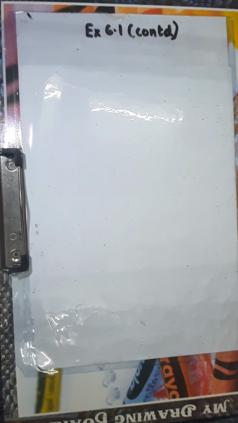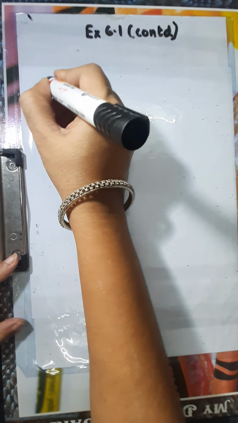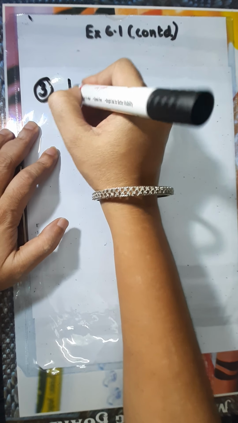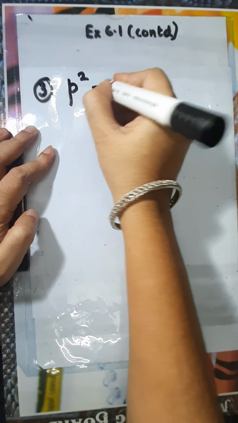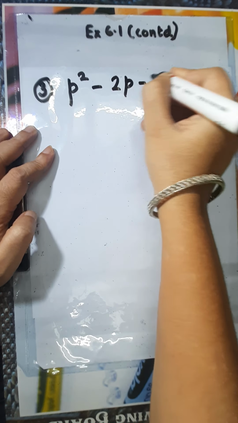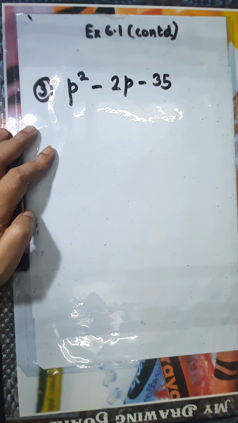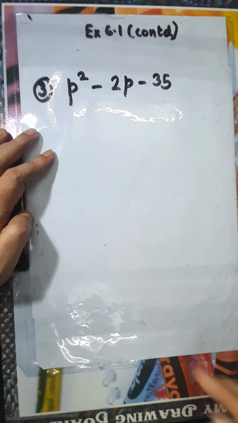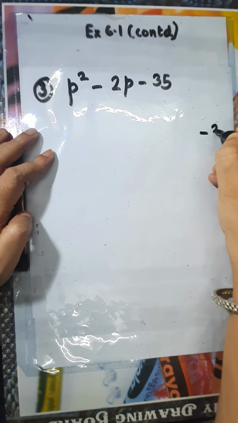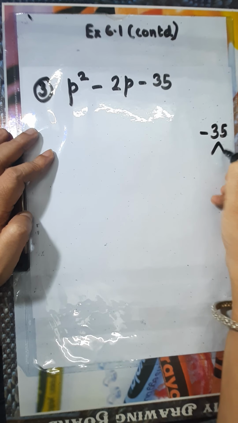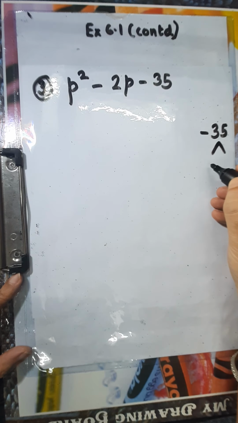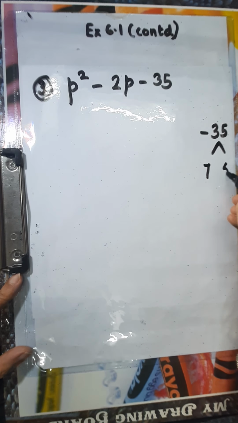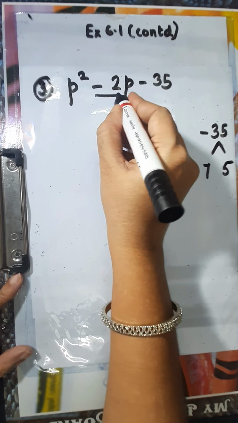Now, you see this. The third sum which I am going to do is p square minus 2p minus 35. Now, I have minus 35. I want to split minus 35 in order to get minus 2. Now, this you all should tell me automatically. 7 and 5, minus, I am getting minus 2.